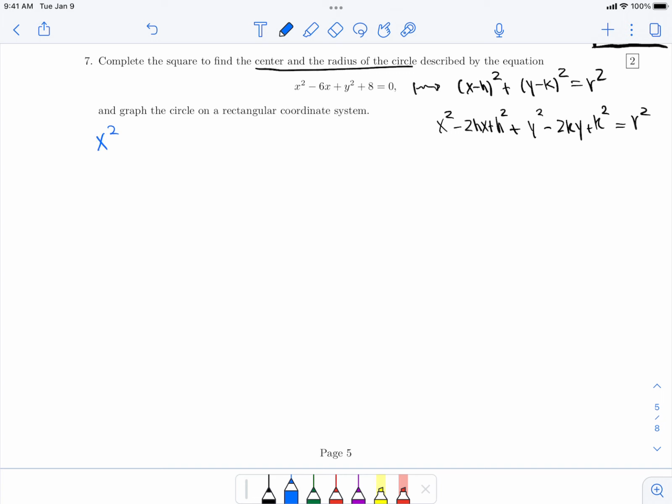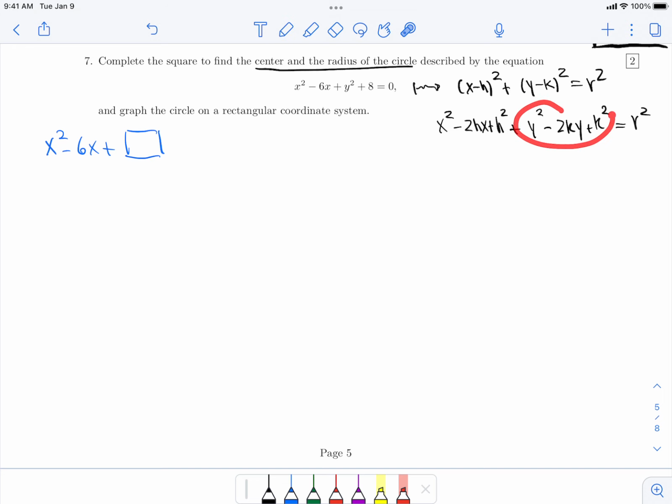This is x squared minus 6x. This is very, very similar to this. There's an x squared and there's an x. But there's no h squared term. So I need to make it show up. So I put a square here, just so I remember to put it in place to make it show up.